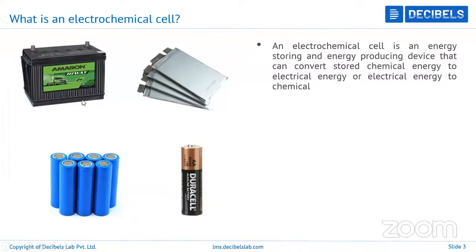Here you can see some pretty common examples. Lead acid batteries are a very good example, used in our common road vehicles in today's world. This lead acid battery is used to start the starter motor, which then starts the engine. And then these are pouch cells.